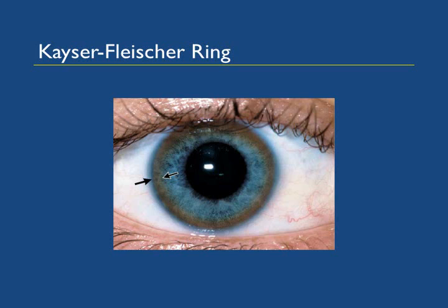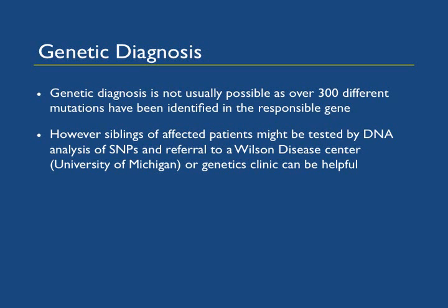The next slide shows the image of an eye with a Kaiser-Fleischer ring indicated by the arrows. This is the gold-brown ring on the outer side of the iris. Genetic diagnosis is not usually possible for Wilson's disease, as over 300 different mutations have been identified in the responsible gene. However, siblings of affected patients might be tested by DNA analysis of SNPs, and referral to a Wilson Disease Center or genetics clinic can be helpful.